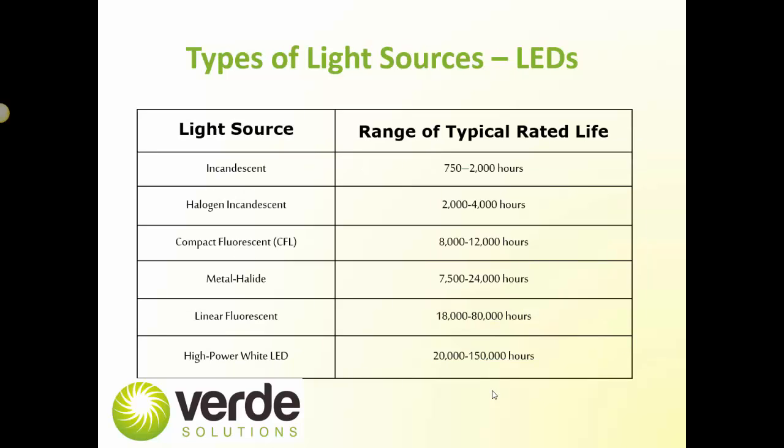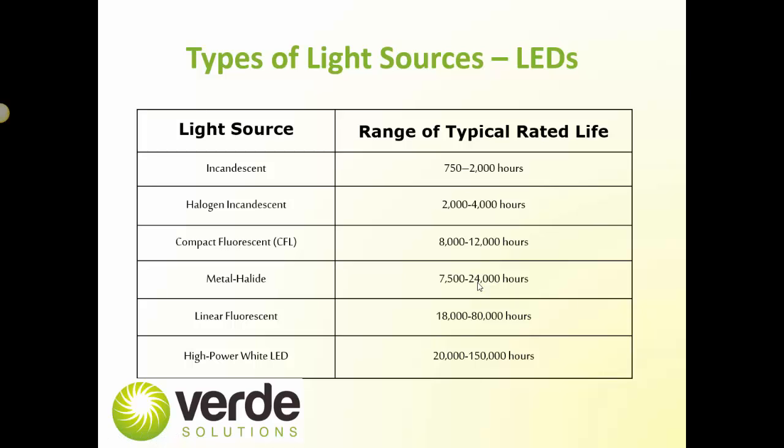So, some of the typical lives of some of the bulbs that we just talked about. To give you a frame of reference, there's 8,760 hours in a year. So an incandescent, 750 to 2,000 hours. A halogen, 2,000 to 4,000. A CFL, 8,000 to 12,000. So you can get one that stays on 24/7 and it can last you over a year. Metal halide could last you as much as 3 years.